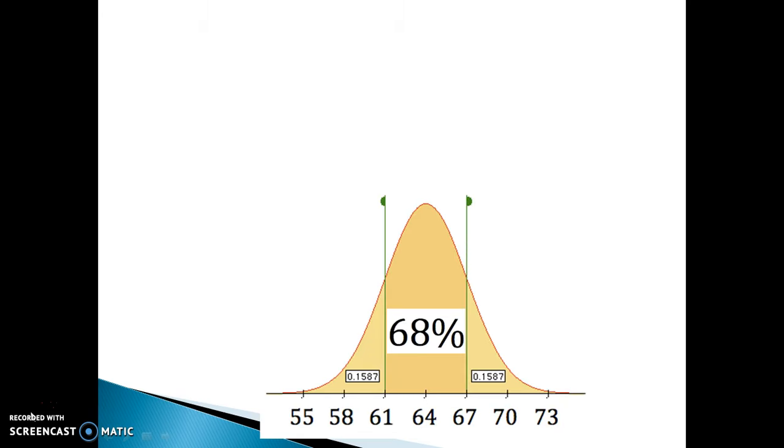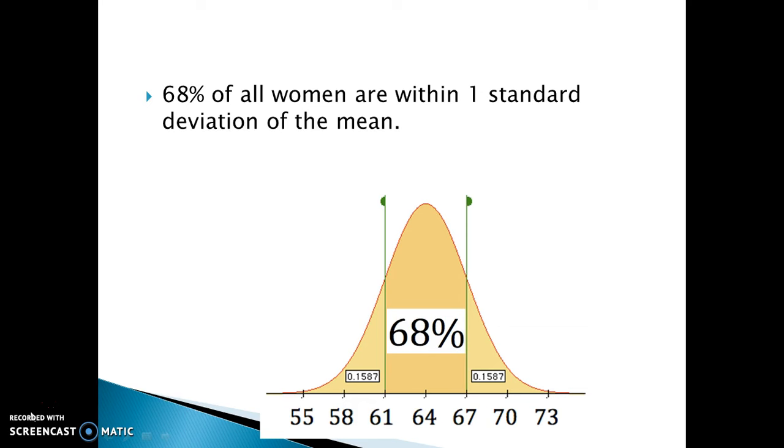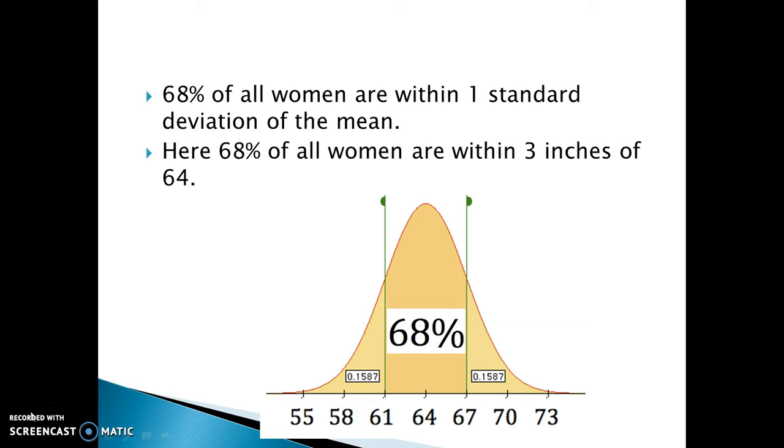So, now I'm going to talk about drawing this curve. You should draw this curve on your paper. And what you're going to do is draw the lines that connect 61 and 67. Why are these important? Because it is a rule that 68% of your data will fall within one standard deviation of the mean. That means 68% of women's heights are between 61 and 67 inches.